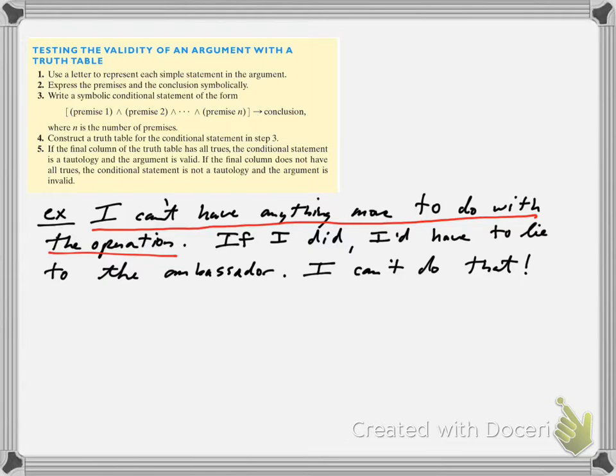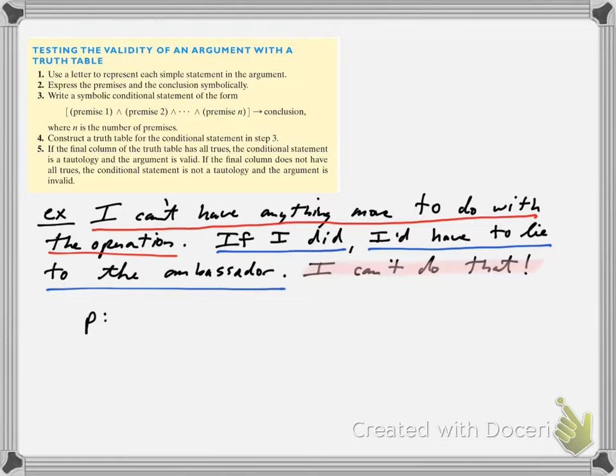Well, he's saying, if I did have anything to do with the operation, then I'd have to lie to the ambassador. So that's one statement. I should probably put that in blue so it's different. So that's one of the premises. And then the next premise is, I can't do that. Okay, so your premises, I'm going to lay out this way.